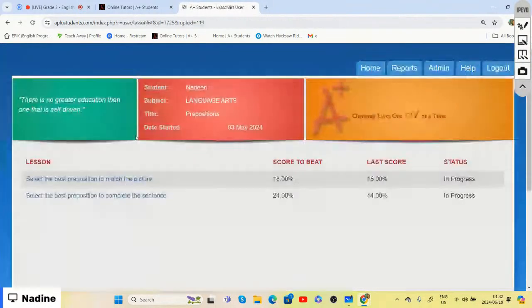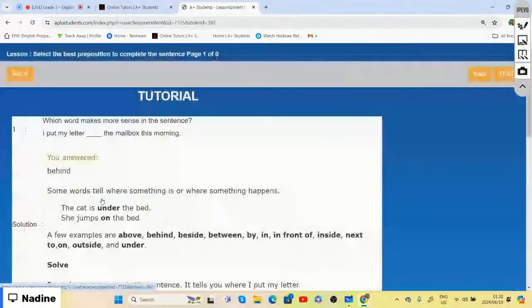All right, so now we're going to select the preposition to complete the sentence, right? And remember, when it comes to the sentence, we only add one preposition that tells you either where something is or where something happens, right?